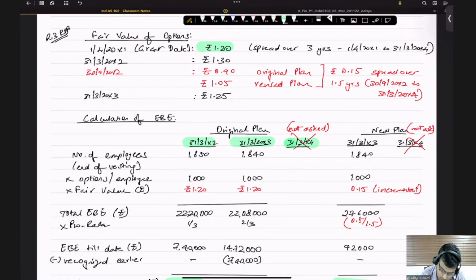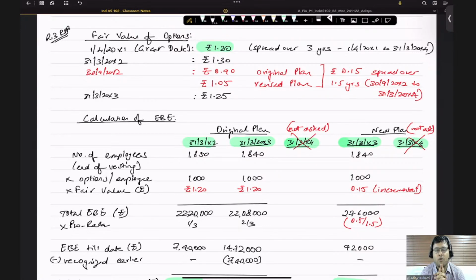Okay, then moving on to the new plan, 31st March X3 it has changed. X4 they have not asked, so we have not calculated. All right. So Soham is asking, sir, the actual option moved from 1.2 to 1.05. So there is no benefit in totality. From a perspective of the organization, there is no benefit.